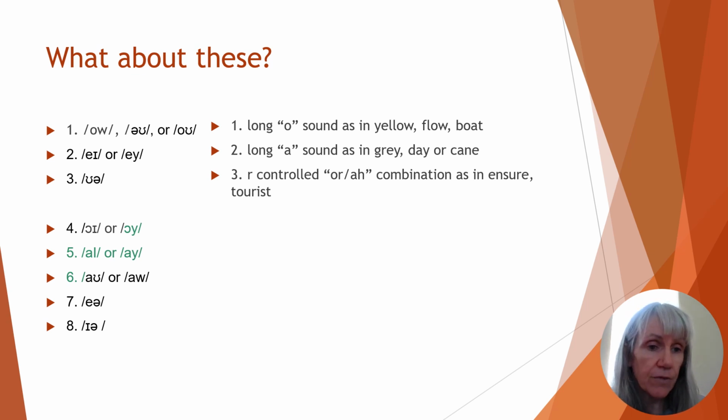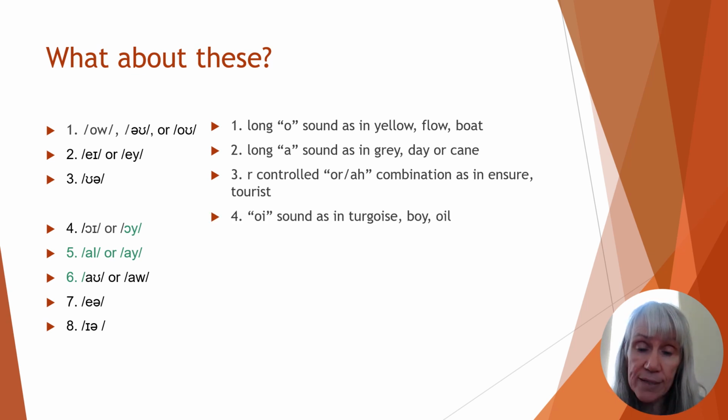Then we have number 4. What have we got here? We've got the oi sound, as in turquoise and boy and oil. So we have two sounds coming together to make the oi. And even when you say that sound, you'll notice that it takes extra movement of your mouth in comparison to the sounds you might have made when you were reciting the monophthongs in the previous slide.